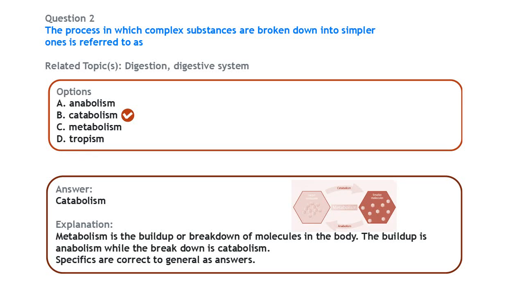But more specifically, catabolism is the breakdown process. So in a question like this where you have a general answer and a specific answer, you should go for the specific answer. Metabolism is general, it covers both the breakdown and the build-up, but catabolism narrows it down to the breaking down process. So you should go for the answer that is more specific than the one that is general. Phototropism is basically a response to light or some other stimuli, so that is at variance with the question.